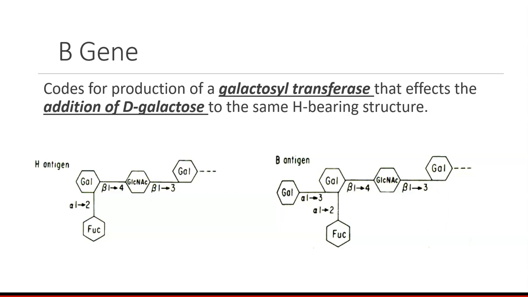So once again, I want you to know this is a building block approach. We have a precursor chain. Then we have the addition of H. No matter what blood group you are, H is going to be present. If it's only H, you're group O. But H is the building block to which the transferase will cause the addition of the terminal sugar. So if it's D-galactose, this creates the B antigen.